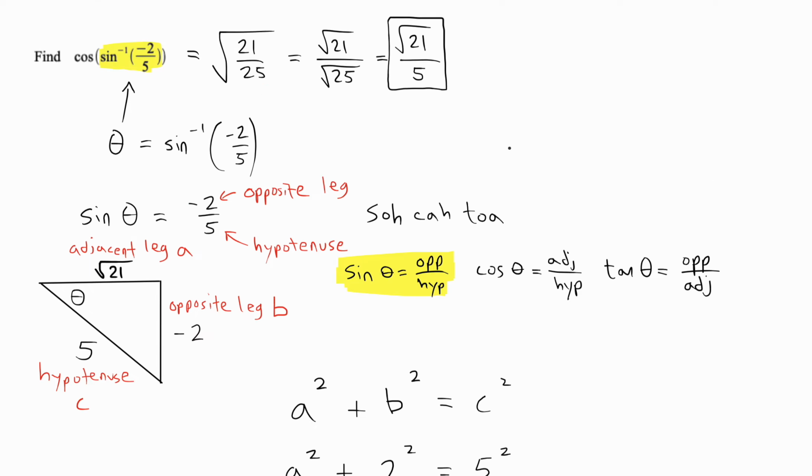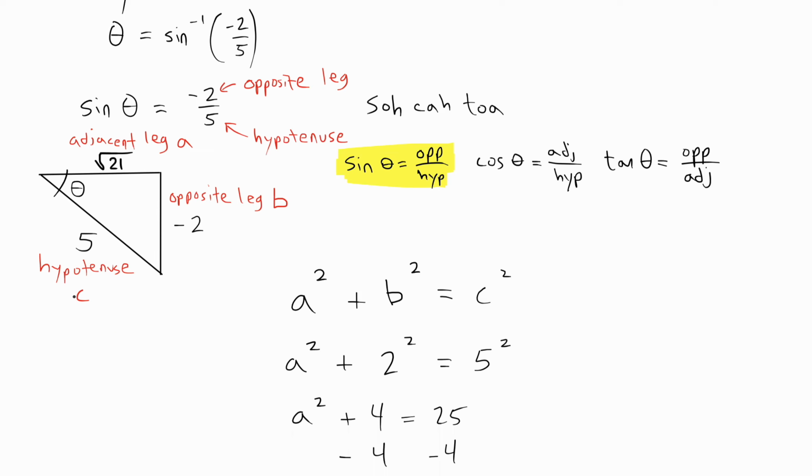Now that we know that, let's go back to what we're being asked to find here. We're asked to find the cosine of an expression, which is really an angle, theta. And so this angle theta is the thing that we're trying to find the cosine for. So when they ask us to find the cosine of the sine inverse of -2/5, they're asking us to find the cosine of this angle theta, which I've drawn, because this angle is the sine inverse of -2/5.